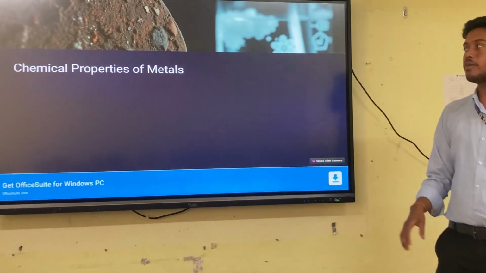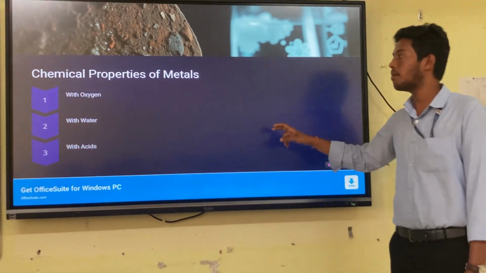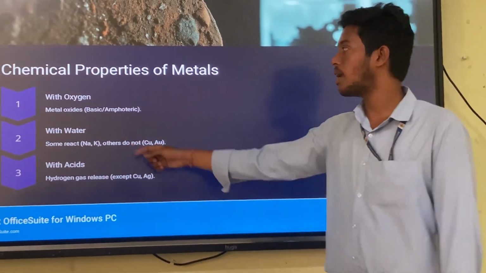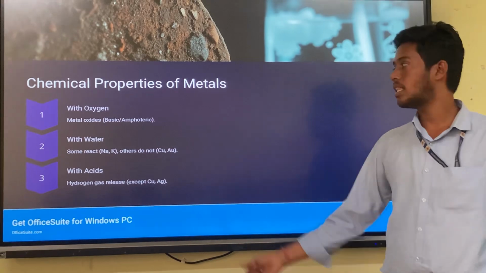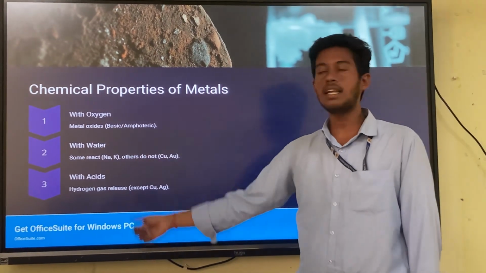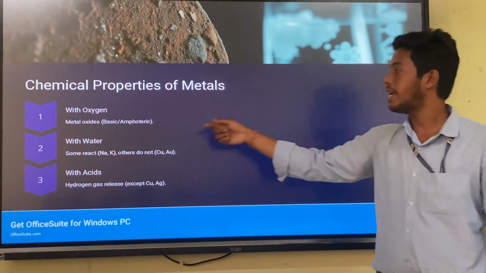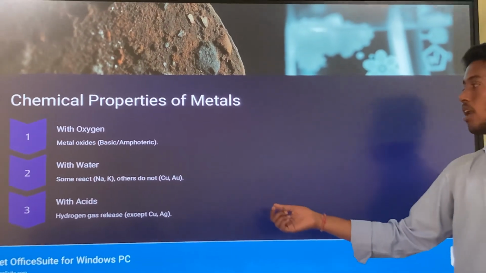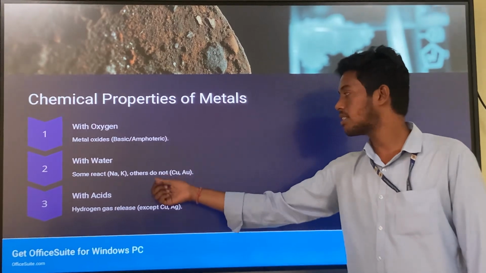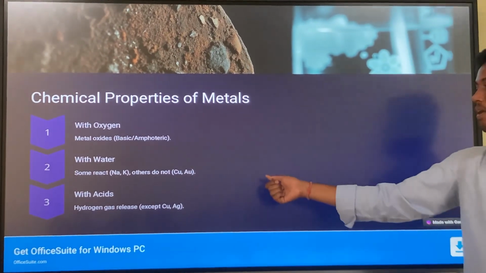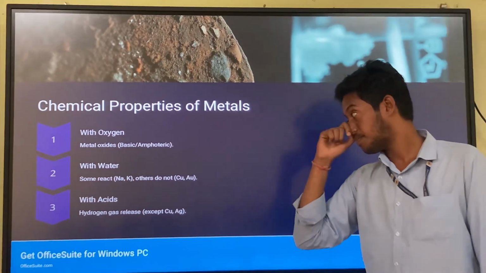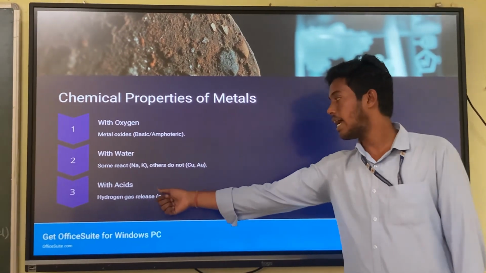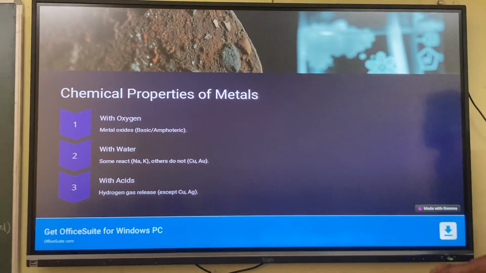So let's summarize what we saw in the video. These are a few chemical properties. Metals react with oxygen to form metal oxides, which are basic, but for aluminum and zinc the oxides are amphoteric in nature. When metals react with water, they form the respective metal oxides and metal hydroxides, but metals like copper and gold don't react with water. And if they react with acid, hydrogen gas is released.